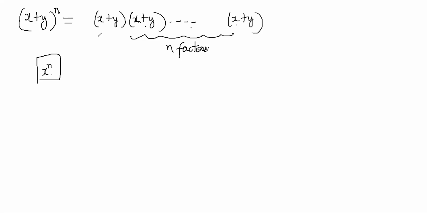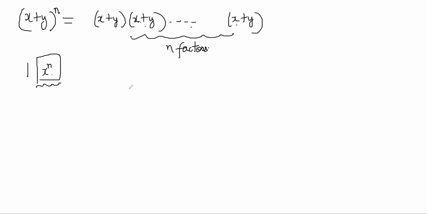Is there only one way to do that? How many ways are there to get that x power n? Only one. From each factor, you have to select only x. There is no choice available, right? So there is only one way to do that. Select x from every factor and multiply it out, and you'll get 1 into x power n.